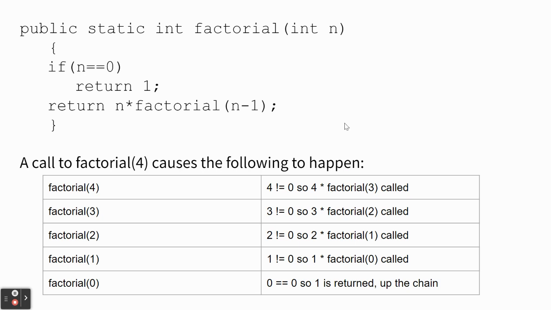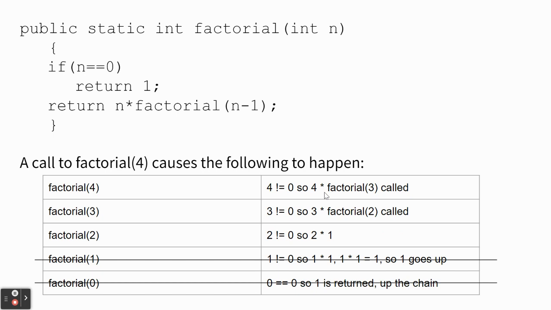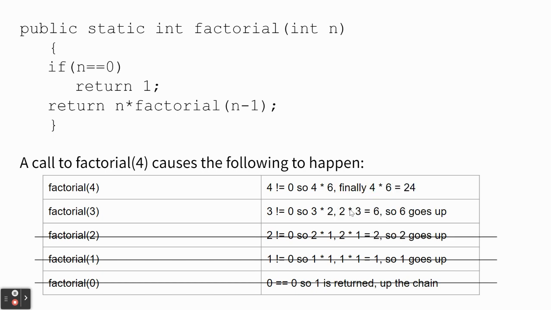And 0 is 0, so it returns a 1. And then look at what's going on. It's 1 times 1, and then it'll be times 2, times 3, times 4. It's all just sort of queued up. So we got 1 times 1, and then 1 times 2, and then 2 times 3, and finally 6 times 4 is 24. So you started with 24? I started with the number 4. I sent 4 over, and it returns the number 24.